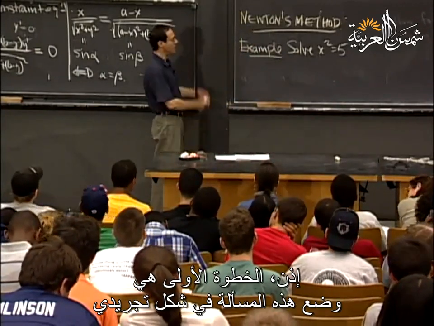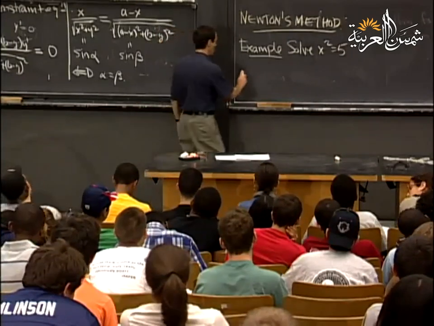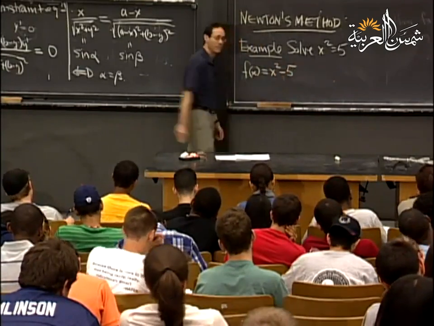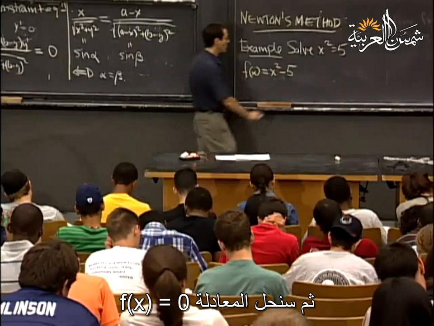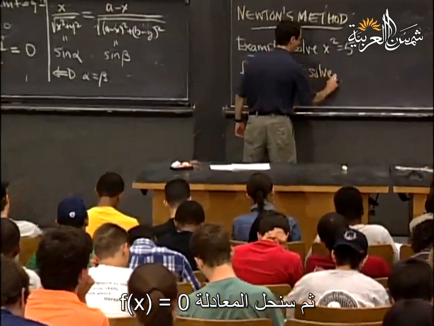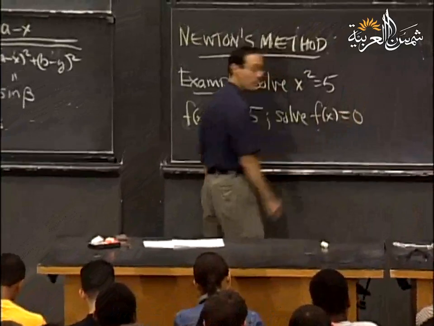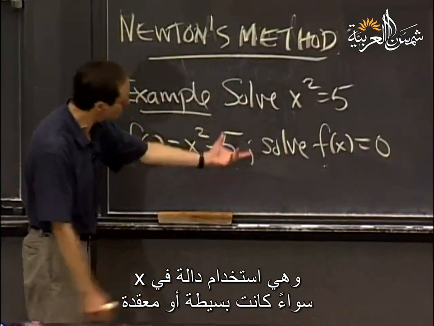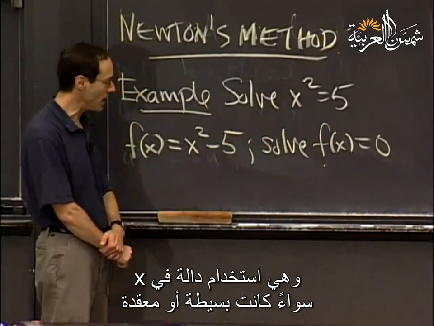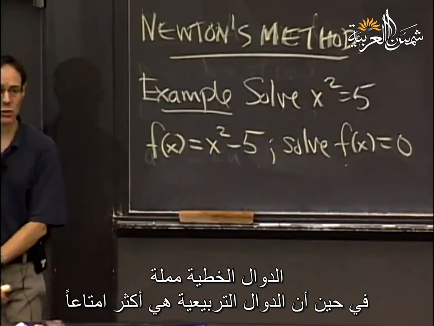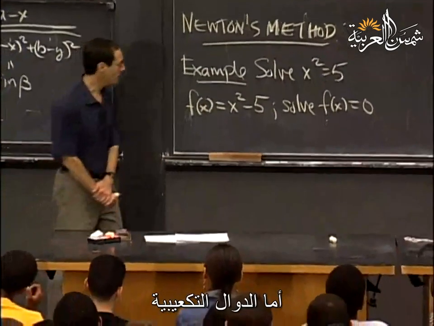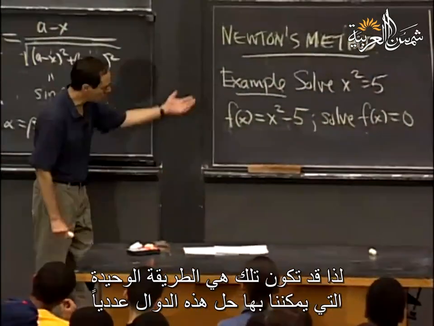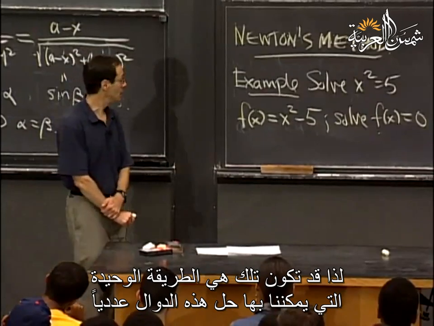So the first thing is to make this problem a little bit more abstract. We're going to set f of x equal to x squared minus 5. Okay? And then we're going to solve f of x equals 0. So this is the sort of standard form for solving such a problem. You take some either complicated or simple function of x. Linear functions are boring. Quadratic functions are already interesting. And cubic functions, as I've said a few times, you don't even have formulas for solving, so this would be the only method you have for solving them numerically.